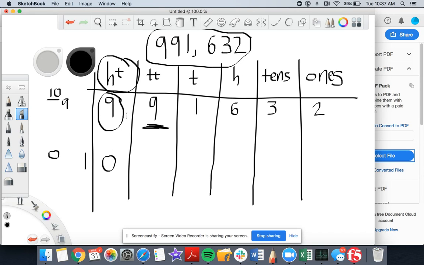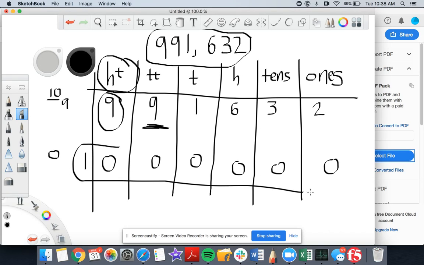And then every number after the number that is circled becomes a 0. Whoa, super big number. So 991,632 rounded to the nearest 100,000 actually becomes 1 million.